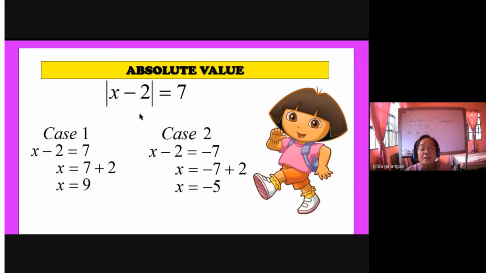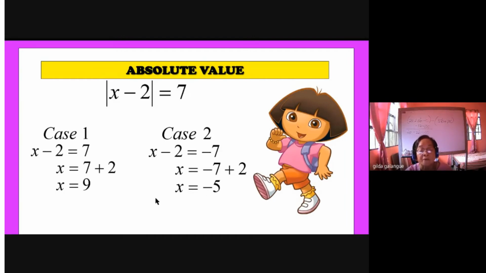So we are in the next number. The absolute value of x minus 2 equals 7. In case 1, we just copy x minus 2 equals 7. In case 2, we change the sign, it will become negative 7. Now we have this one negative, it will be placed on the right side. So this will become 7 plus 2, and 7 plus 2 is 9. This is negative 2, it will become positive 2. Negative 7 plus 2 is negative 5.